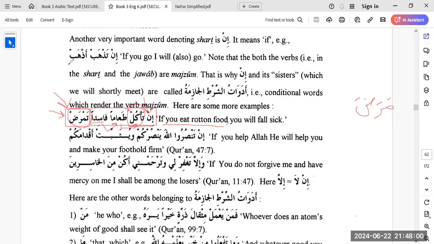Even the same thing was here. We didn't say in tazhab fa azhab. No, that would be wrong because the jawab shart, if it's a verbal sentence, cannot get a fa. So that's one of the points we've got to remember.